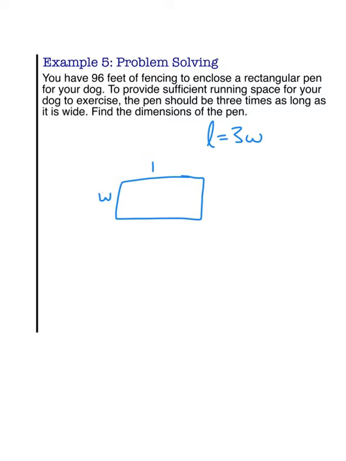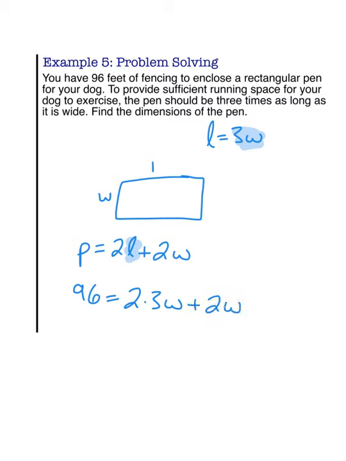Now you have 96 feet of fencing. And this sounds like fencing is the perimeter. So perimeter equals 2 times the length plus 2 times the width. The perimeter needs to equal 96. I know L equals 3W, so I'm just going to substitute this 3W in for this L. So now I have 2 times 3W plus 2W. All right, and now I simplify and solve for W.